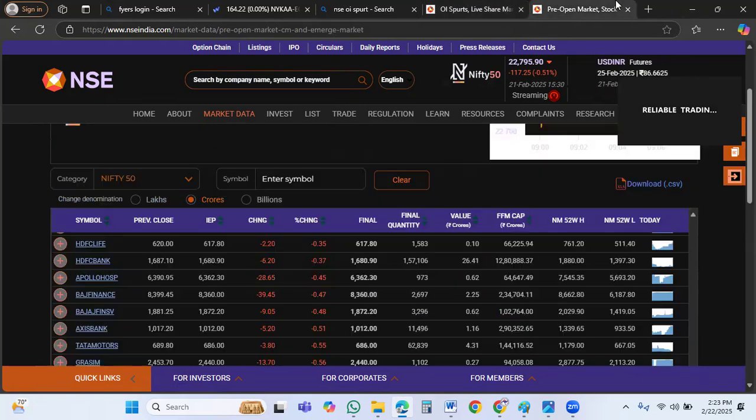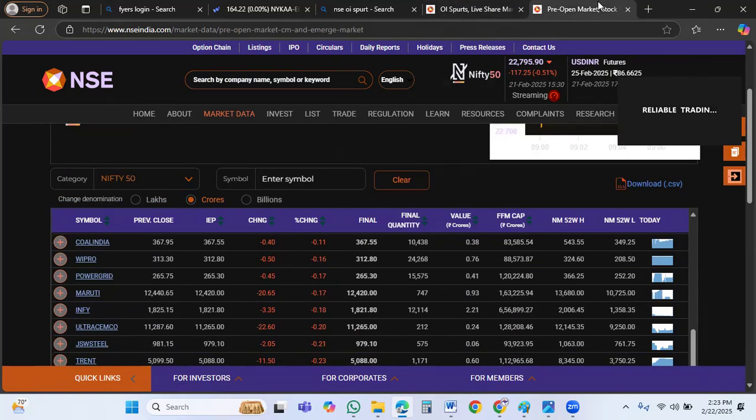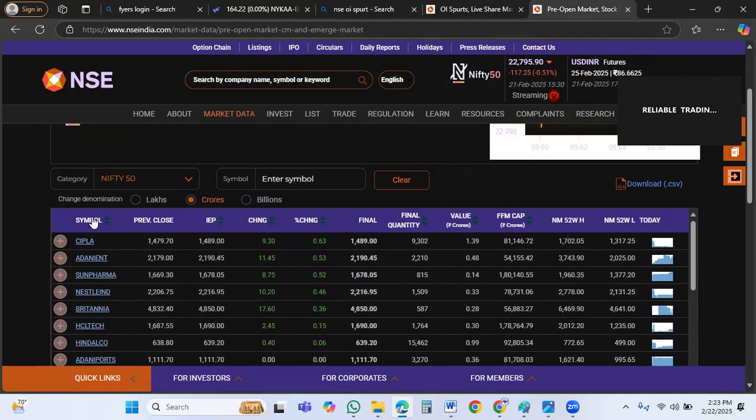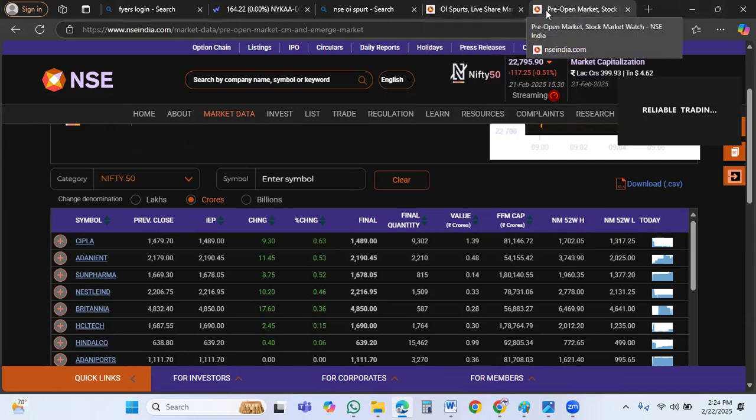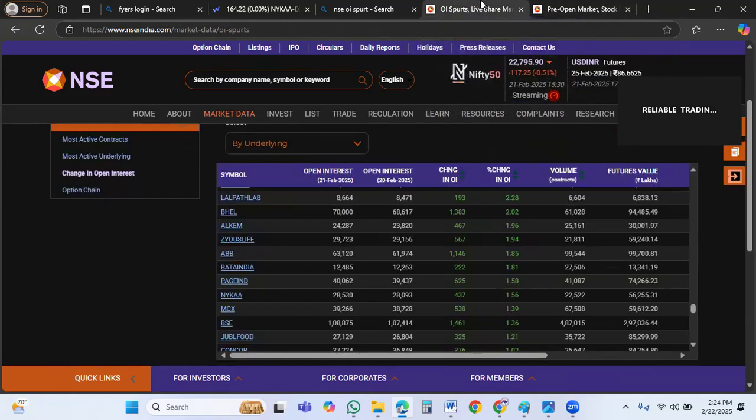Suppose you don't find any common stocks, then you need to use discretion and see which stock is coming into the OI Spurt at a later time during the day. For example, suppose I checked at 9:18 a.m. and I didn't find any common stock between the OI Spurt and the pre-open market. So what I did was I kept on checking the OI Spurt after an interval of 5 minutes each.